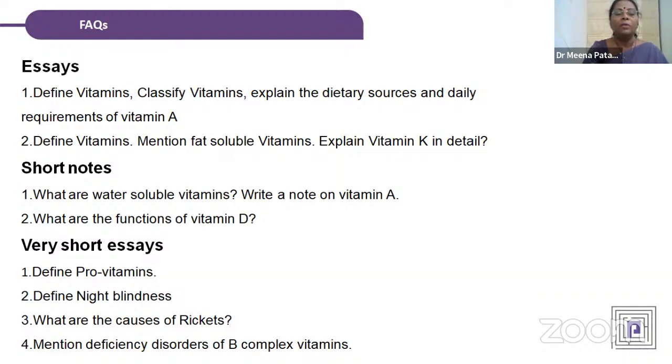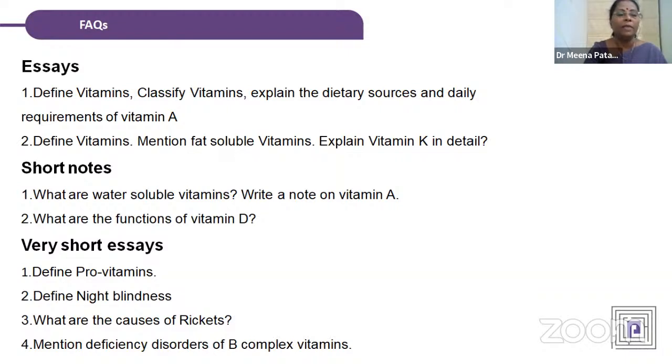What are the functions of vitamin D? Vitamin D has a very, very important role to play in our body, which if I explain now, we are going to cover all that. So instead, you will learn that in your syllabus.